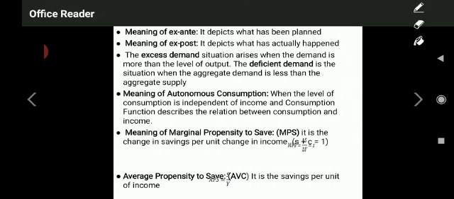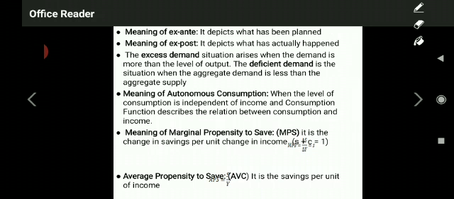Now look at another important aspect, that is the meaning of ex ante and the meaning of ex post. These two aspects are very interesting to understand the further part of the determination of income and employment. Ex ante depicts what has been planned. Listen to me carefully. It depicts what has been planned, what we are going to plan. The meaning of ex post: it depicts what has actually happened. What was our plan and what actually happened.